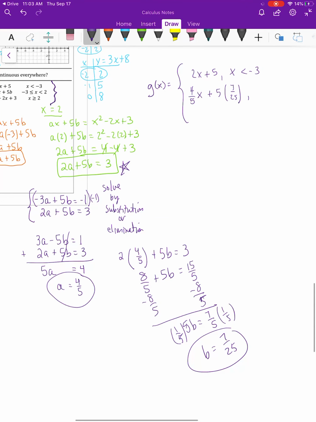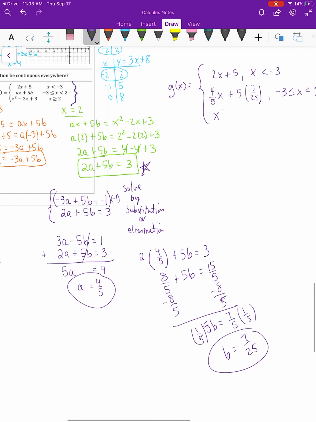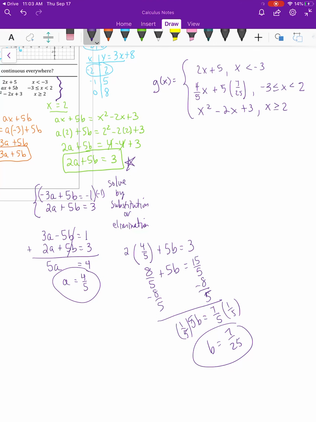Okay? And that would be from -3, not inclusive on the 2, to 2. And then the next one is x squared minus 2x plus 3. So really the only one that had the a and the b in it was that middle function. And we could say divide by 5, I get 1, divide by 5, I get 5, so this becomes 7/5.